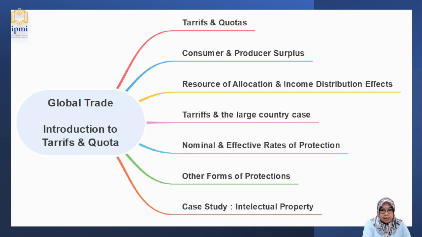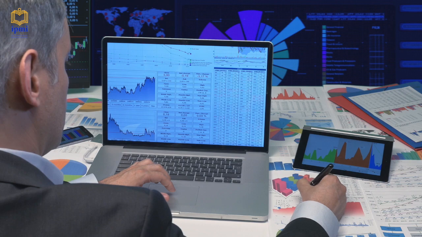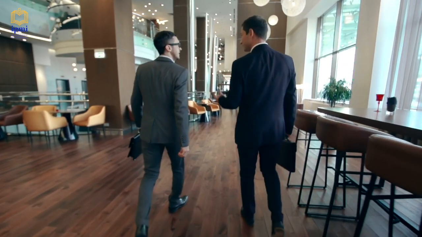Okay, nominal rates refer to the percentage increase in domestic prices caused by tariffs, whereas effective rates refer to the percentage increase in profit caused by a tariff. Effective protection rates are more important since they account for the increase in profit caused by the tariff. Another form of protection: countries usually utilize additional forms to defend their native business, such as subsidies, voluntary export limitations, and trade obstacles.